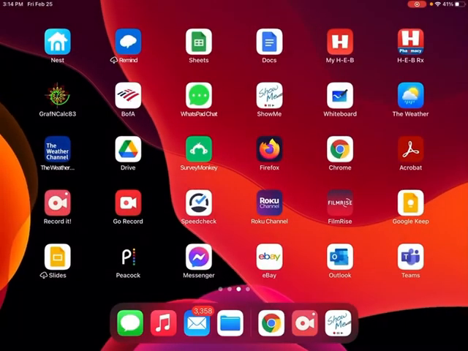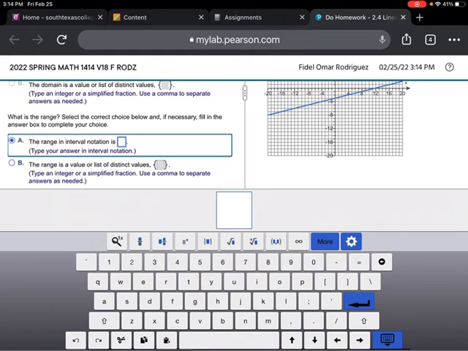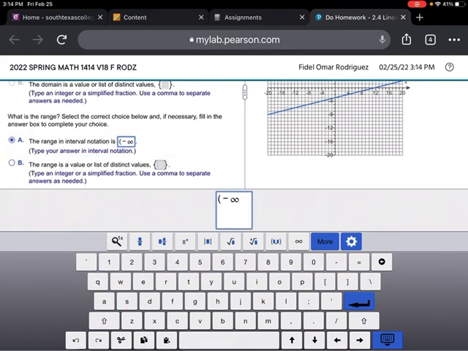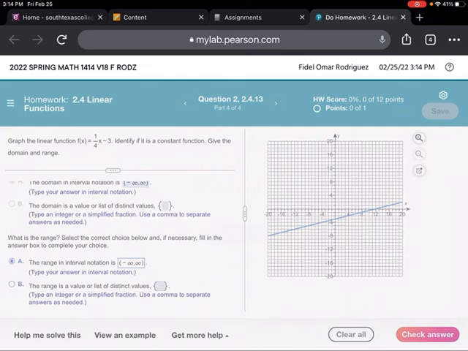So right here, I'm going to click parentheses, negative infinity to infinity, close my parentheses, check my answer, and we're done. Okay, so that was number 2 out of 2.4.